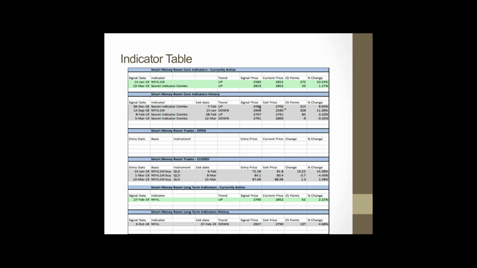So just to dive into some questions here, and some of them are going to be short and some of them might take a little bit more time, but why the 19 moving average with the NYHL1M system or indicator? Why the 19?